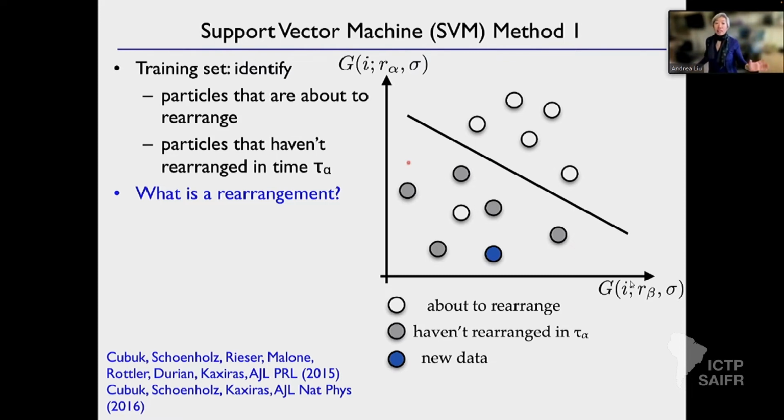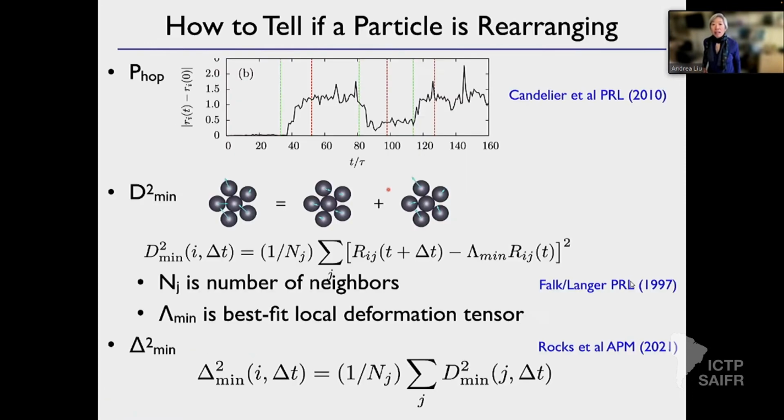Now, first I have to tell you what is a rearrangement. How to identify a rearrangement? Because we're going to use that dynamical information. And so you can use various things. One indicator is p-hop, which is the distance between the particle position at t and the particle at time 0. And you can see that it doesn't move very much, and then bam, it can hop, right? And you can see these hops.